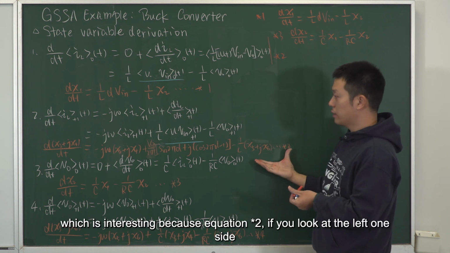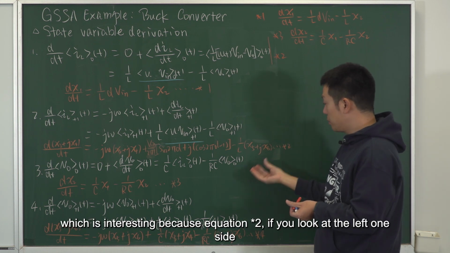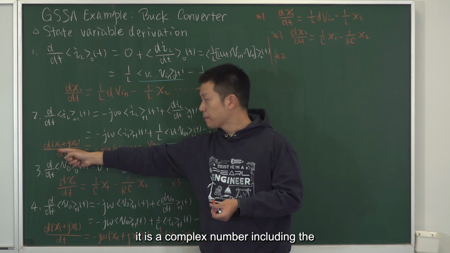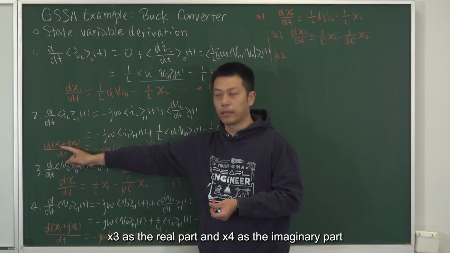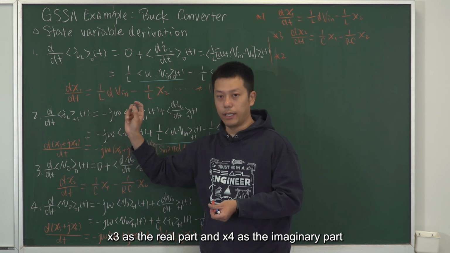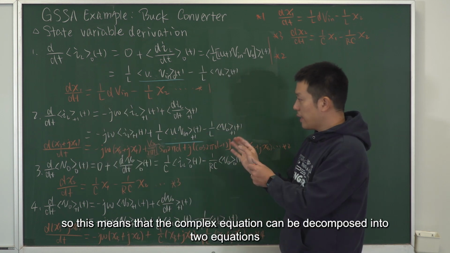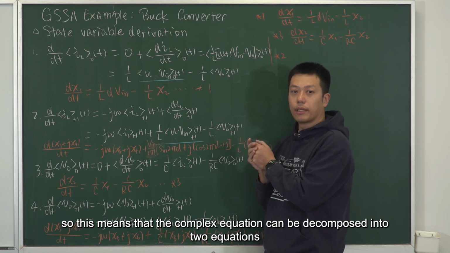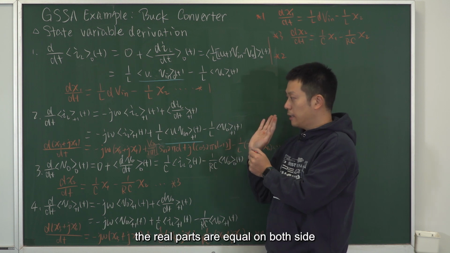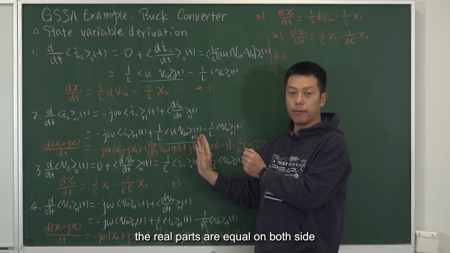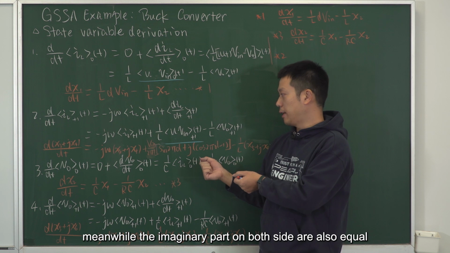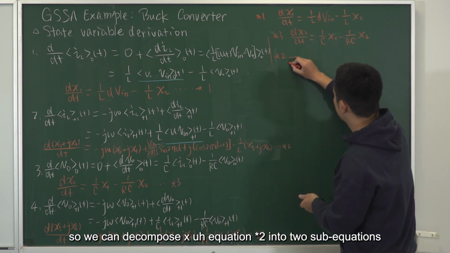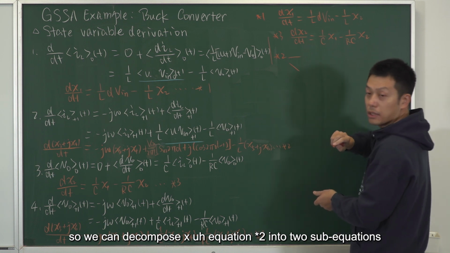which is interesting because equation 2, if you look at the left-hand side, is a complex number, including x3 as the real part and x4 as the imaginary part. So this means that the complex equation can be decomposed into 2 equations. The real parts are equal on both sides. Meanwhile, the imaginary parts on both sides are also equal. So we can decompose equation star 2 into 2 sub-equations.